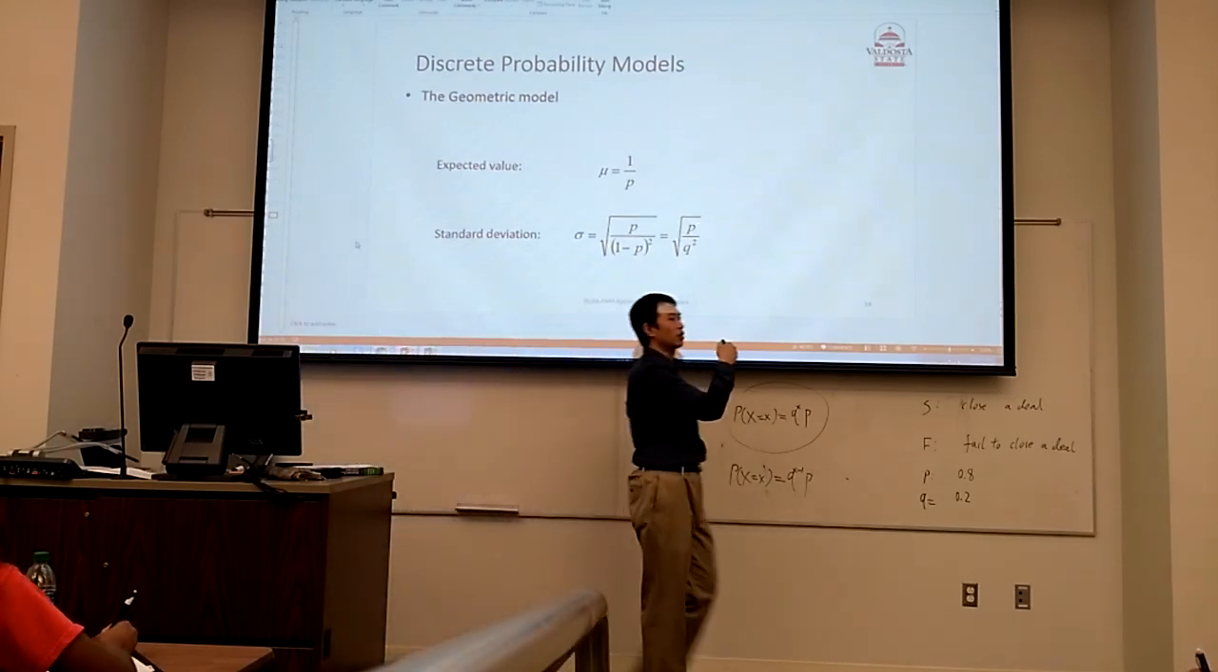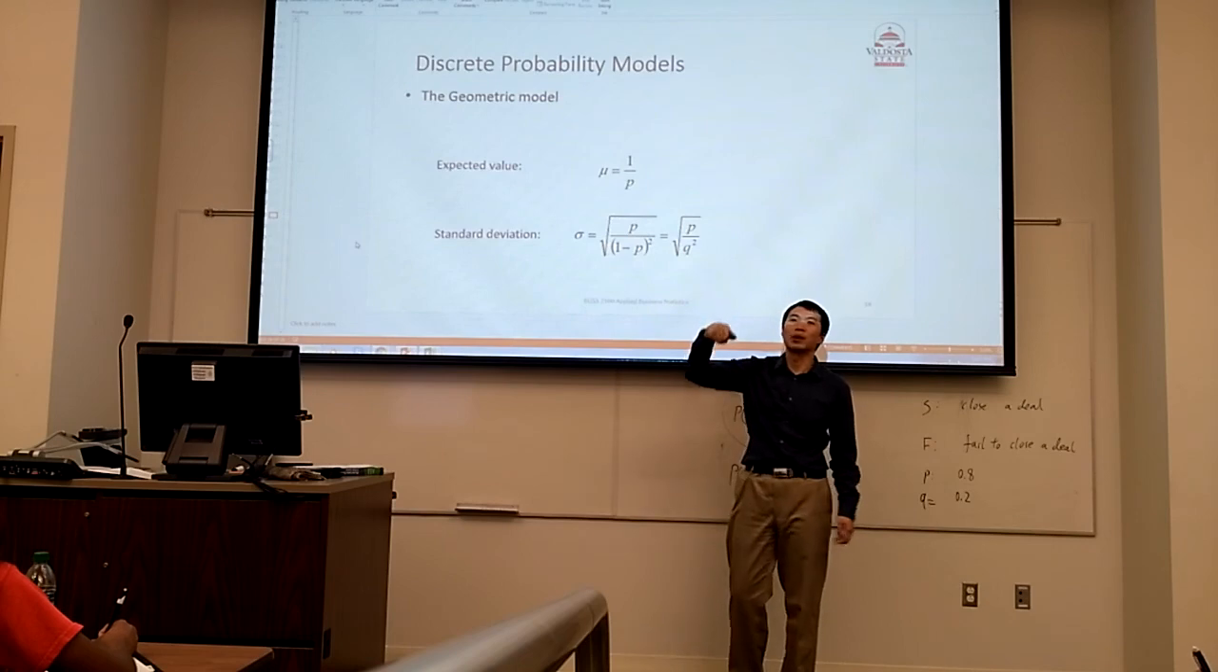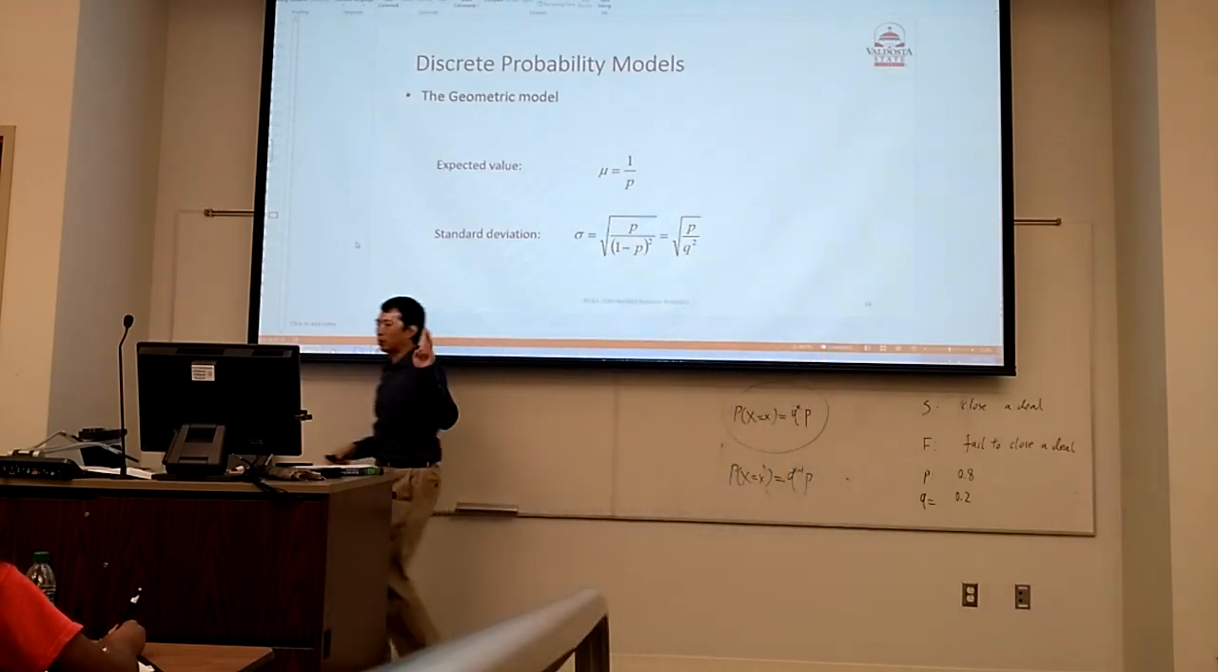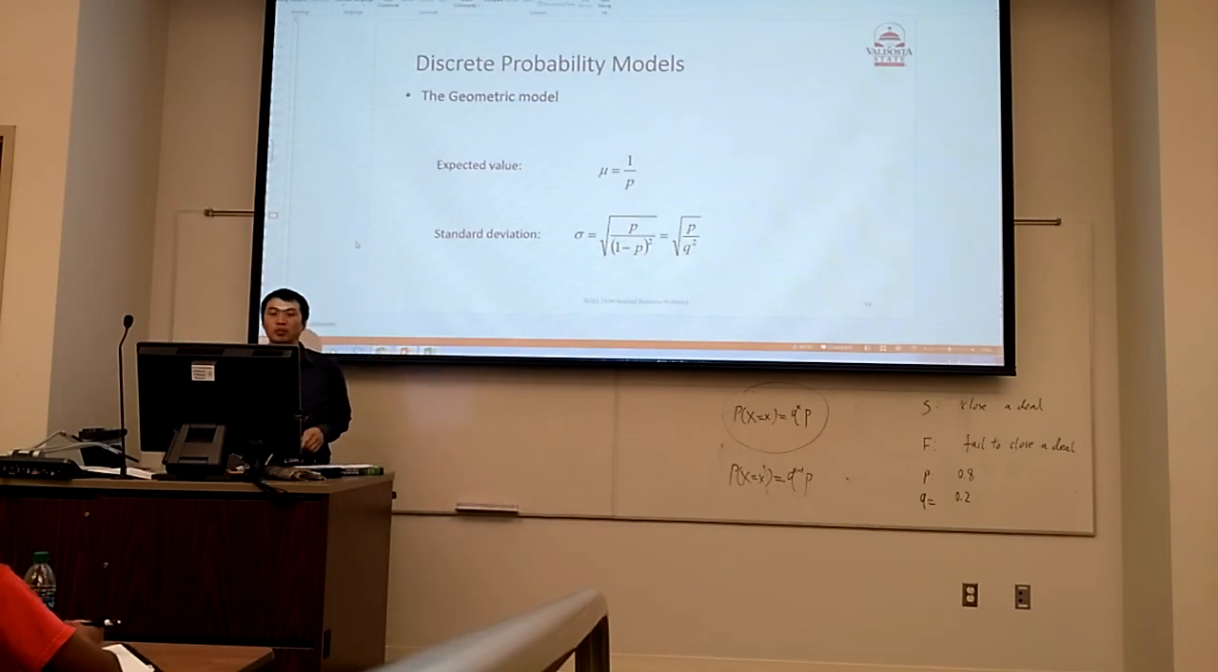Only parameter we need is the P. We know the Q is 1 minus P. Okay? So those are the two properties we need to know about geometry.